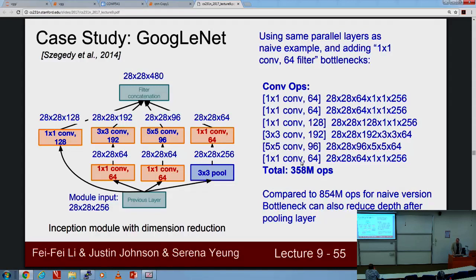And the number of parameters is also cut, right? If your input channels is smaller, you don't have to have that many parameters in the filters.